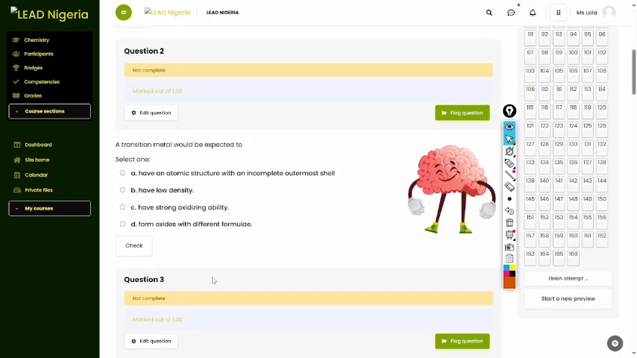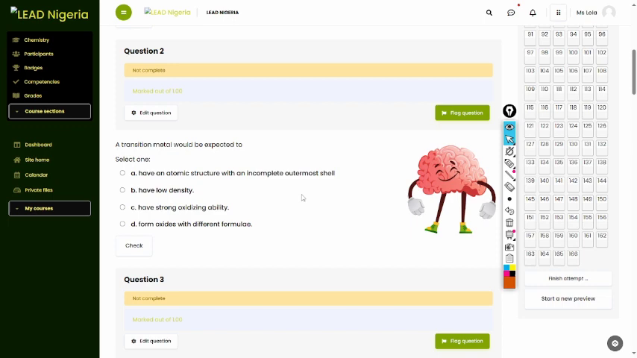Question 2. A transition metal would be expected to... Transition metals are elements that are found between group 2 and group 3 of the periodic table, and they have unique properties. So let's go through the options to see which of them corresponds to the unique properties of transition metals. A. Have an atomic structure with an incomplete outermost shell. Majority of the transition metals do have incomplete outermost shell, but there are exceptions to that rule. Zinc, for instance, is a transition metal, but it has completely filled outermost shell, so it does not apply to option A, so A cannot be the answer.